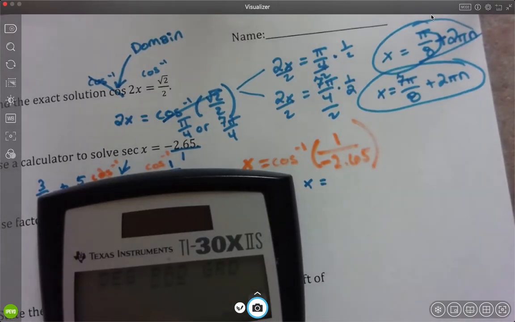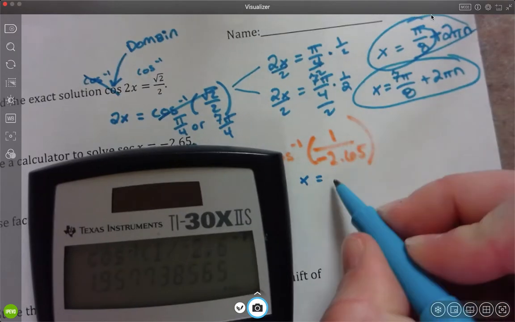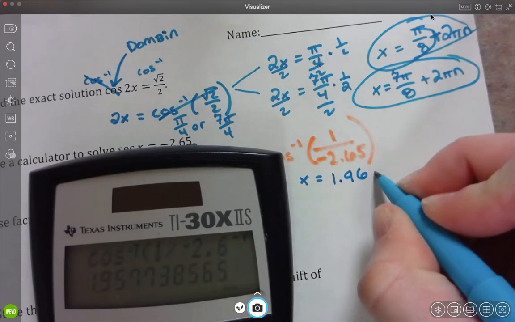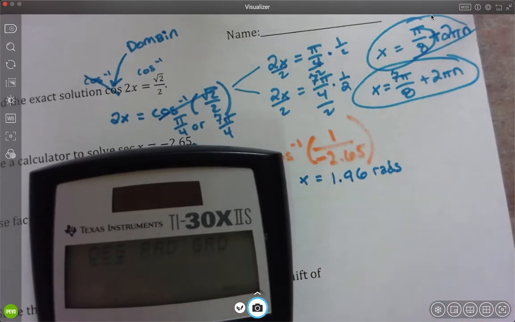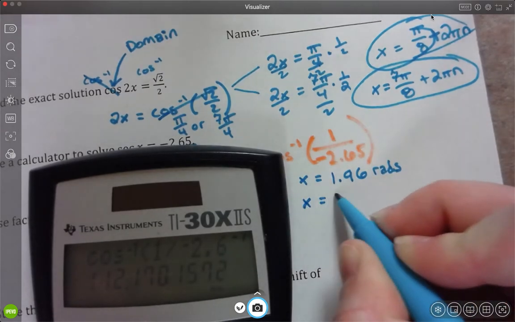Radians. So I'm going to do inverse cosine of 1 divided by negative 2.65. So in radians, that is going to be 1.96. I'm going to put radians afterward. 1.96 radians is going to be a little over 100 degrees. I'm going to switch it to degrees, calculate again. Yeah, x equals 112.2 degrees.